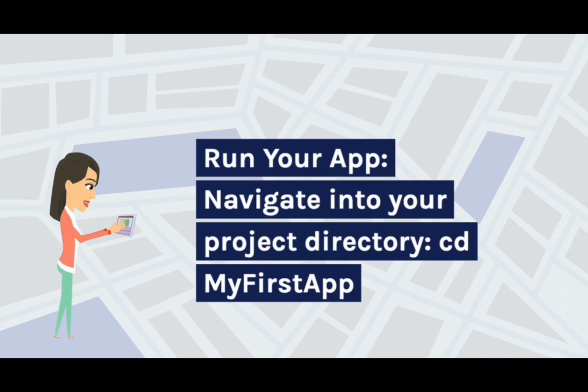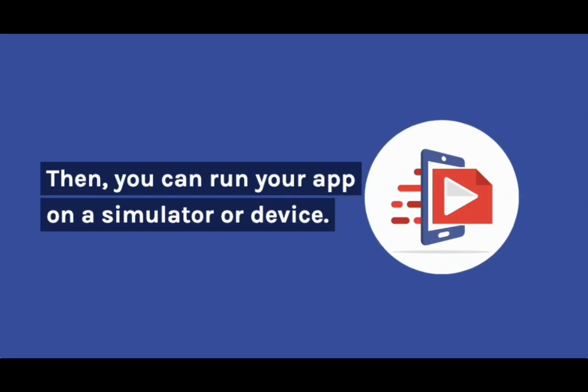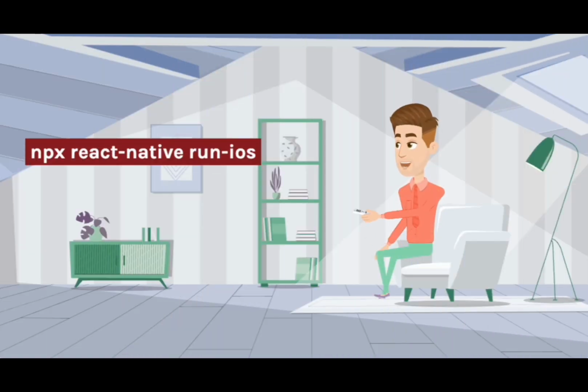Run your app. Navigate into your project directory: cd MyFirstApp. Then, you can run your app on a simulator or device: npx react-native run-ios.